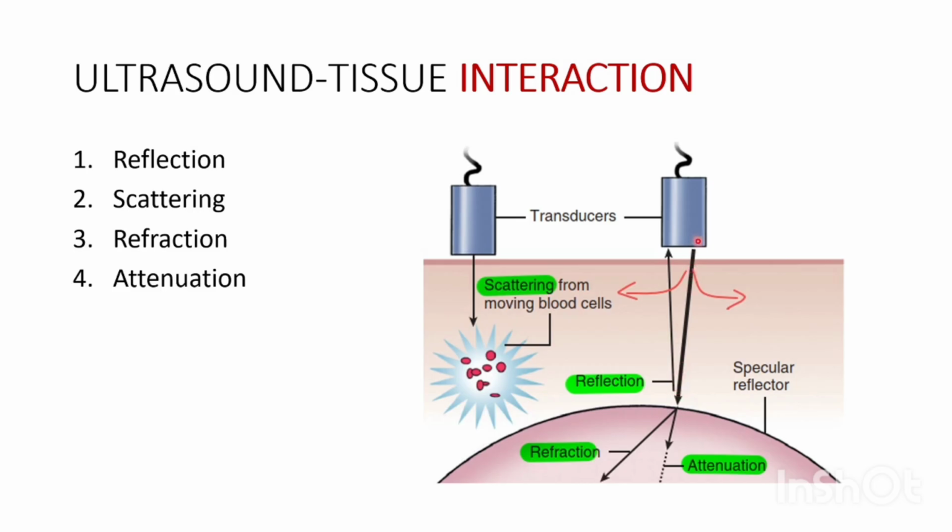But not all the sound waves which you send to a tissue get reflected back. A part of the sound waves will refract, that is, it will change its course and go in a different direction, and then further it will attenuate, or it will take the straight path and attenuate later. Or the fourth effect is scattering, that is, in between you may have red blood cells. These red blood cells will get this ultrasound and it will scatter around. So these are the four interactions that can occur when you send the ultrasound to the tissue.